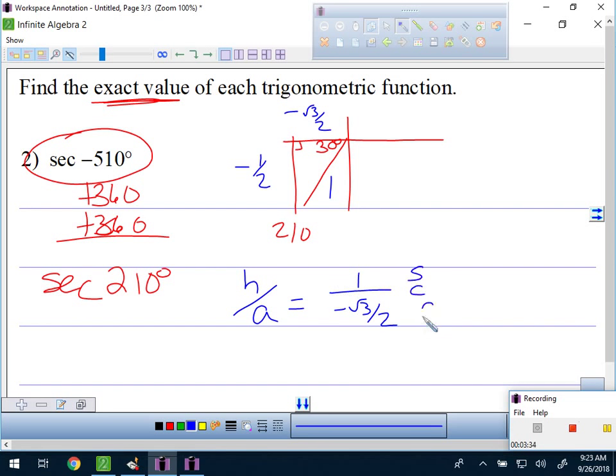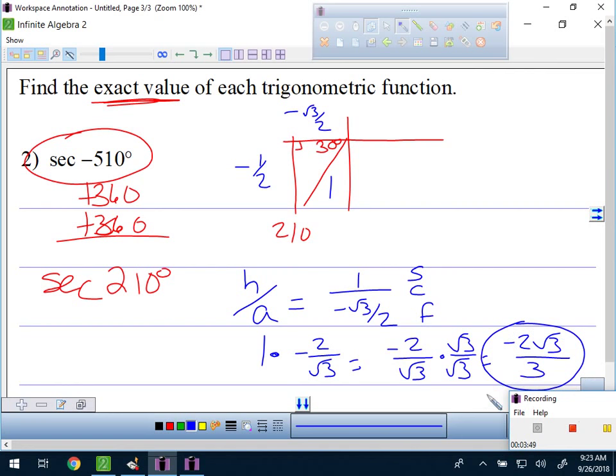I'd have to stay, change, flip, so I'd get 1 times negative 2 over radical 3, which would give me negative 2 over radical 3, which I can't leave like that either. I rationalize it, so my answer should be negative 2 radical 3 over 3. But again, if you look at the choices, you probably, and more than likely, will be able to pick out the right answer.